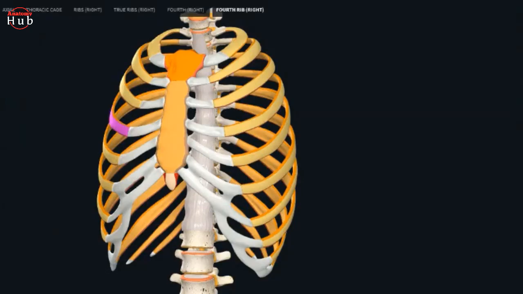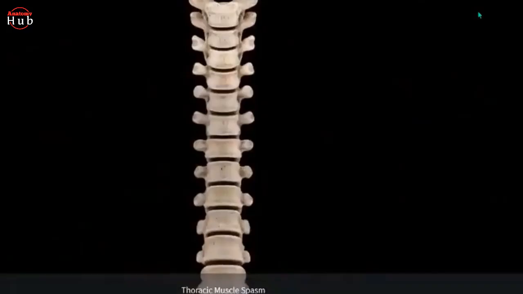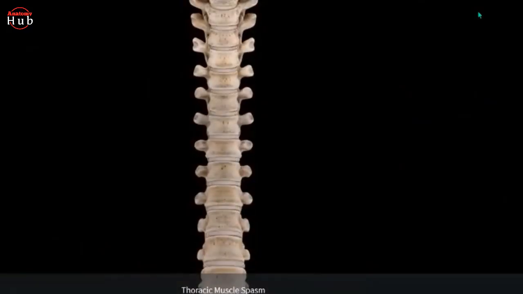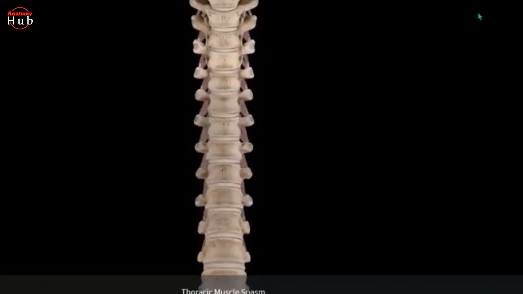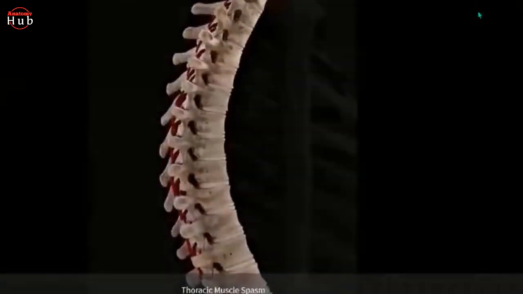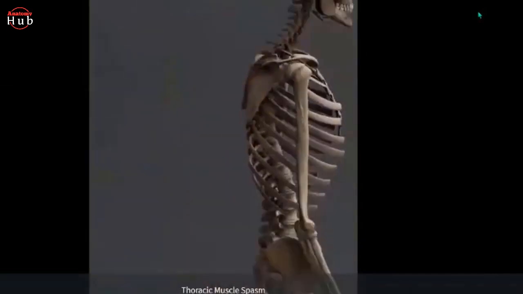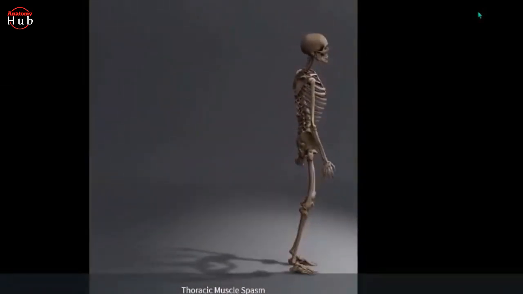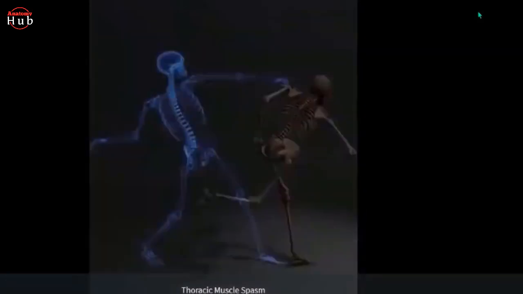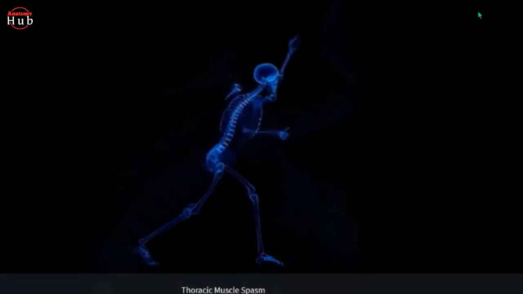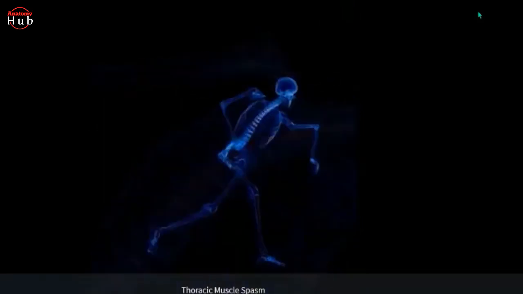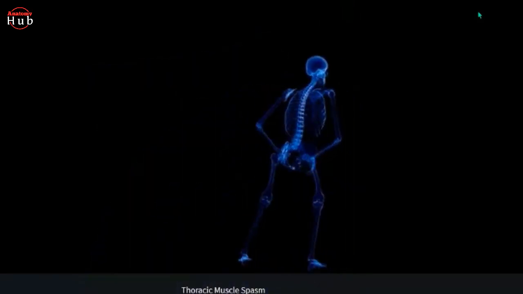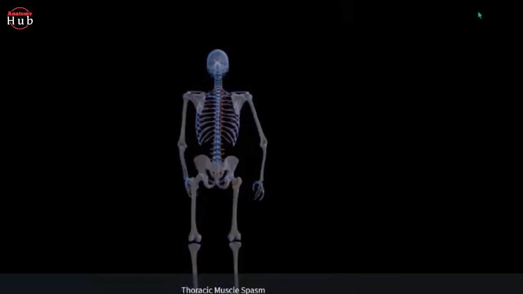So here you may face the thoracic muscle spasm. Thoracic muscle spasms are involuntary contractions of the muscles of the thoracic region of the back. There are many causes, including dehydration, electrolyte imbalance, circulatory disturbances, and neurologic abnormalities. In the neck, sudden movements, especially during sport, can cause damage to the muscle fibers. This results in pain and a decreased range of motion.